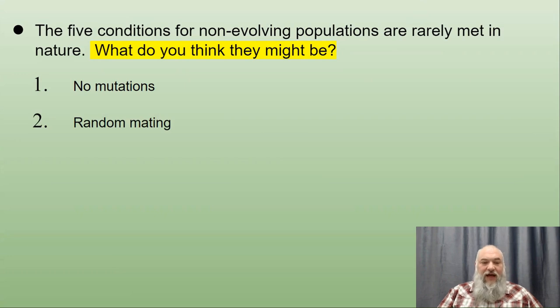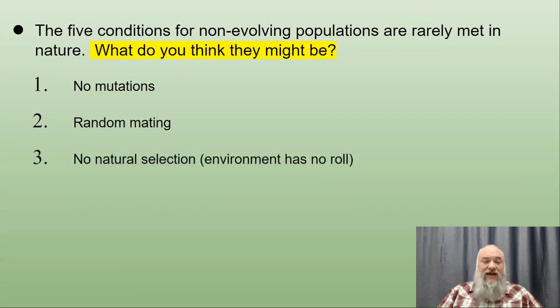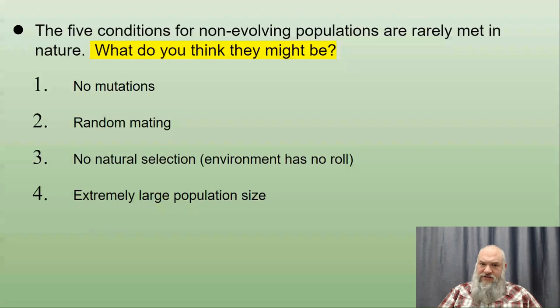The environment's got to play no role at all on who survives and who mates. So no natural selection is happening. Anybody who lives or dies is complete random chance. This is generally only possible in extremely large populations, because as we'll learn later, in really small populations, there are some other weird things that can happen statistically.